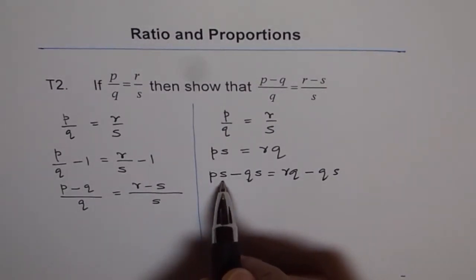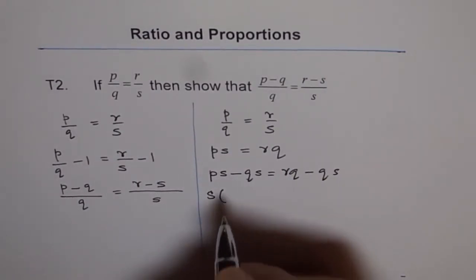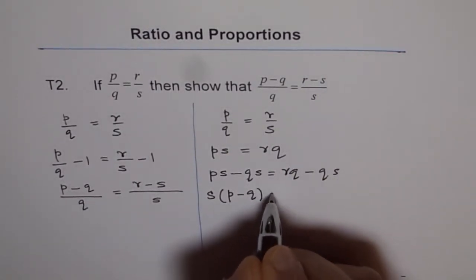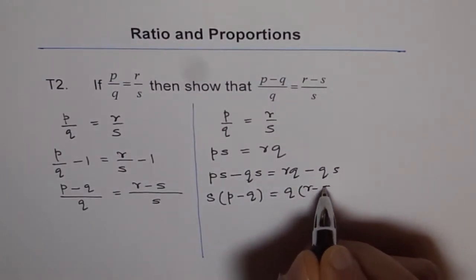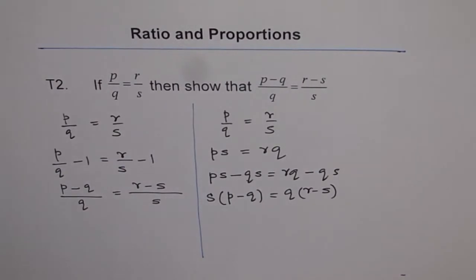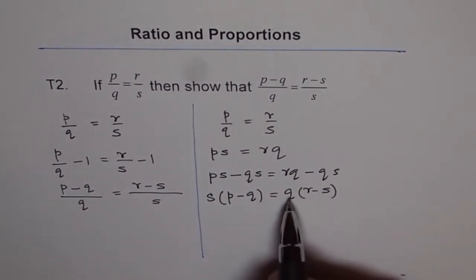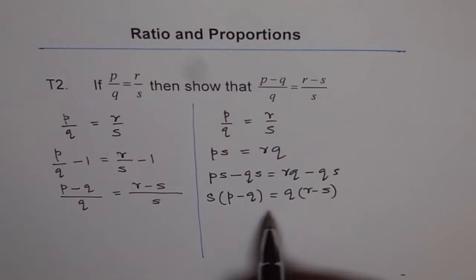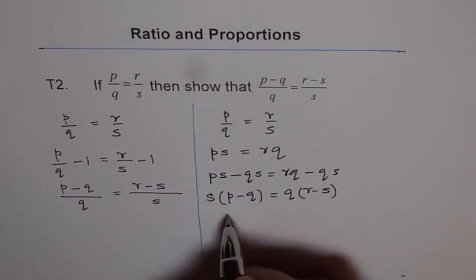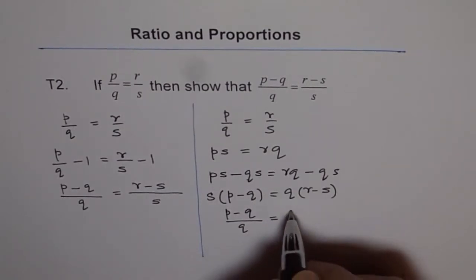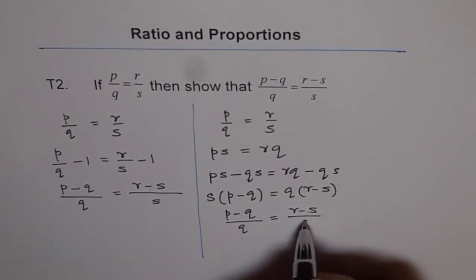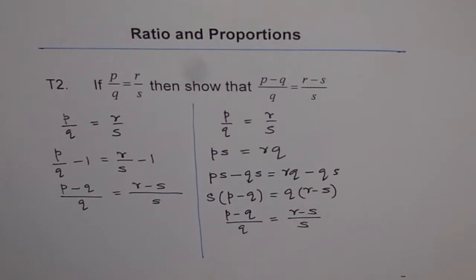Now on the left side, S is a common factor. Do you see that? So we can take S common and we get (P minus Q) in the bracket. Here we have Q common. So we get (R minus S) in the bracket, correct? And now we divide by SQ, or that is cross division, right? So now let's divide by SQ. So we get (P minus Q) over Q equals (R minus S) over S, correct? We get our result which we wanted to prove, correct?